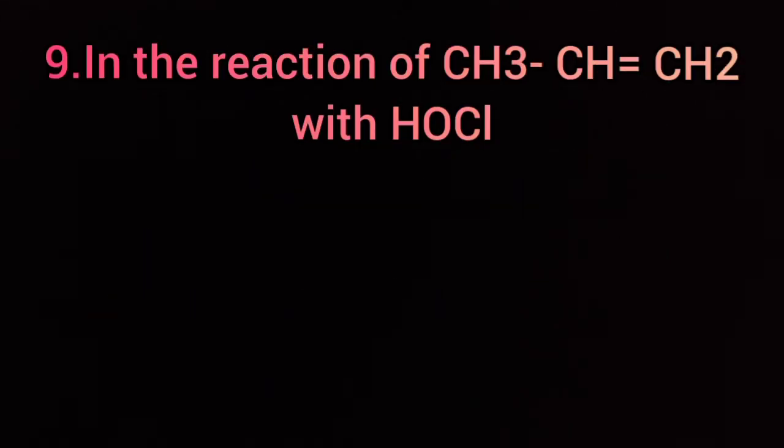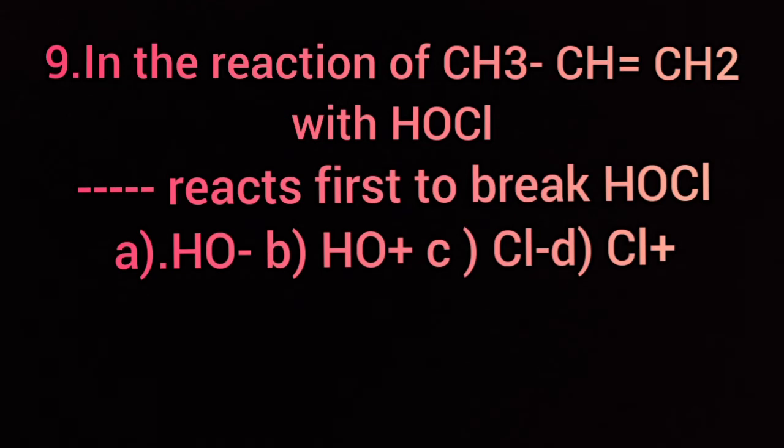Next question number 9. In the reaction of CH3CH=CH2 with HOCl, dash acts first to break the carbon-carbon double bond in propene. Obviously Cl plus will attack the propene first and a secondary carbocation is produced. Then HO minus will attack. HO being negative goes to the carbon atom of the double bond which contains less hydrogen. In HOCl, chlorine is more electropositive than HO.